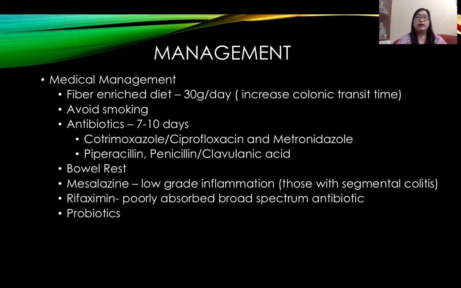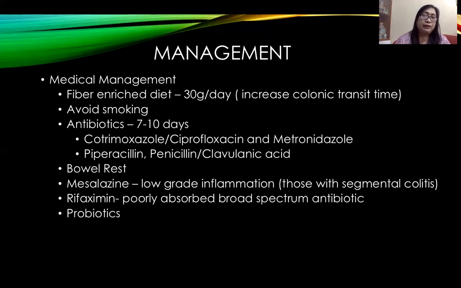Therefore, as you age, you must enjoy eating fiber-rich foods, which are the vegetables and the fruits, okay? So that you can increase your colonic transit time and be able to defecate, okay? So you need fiber-rich food. You should avoid smoking.